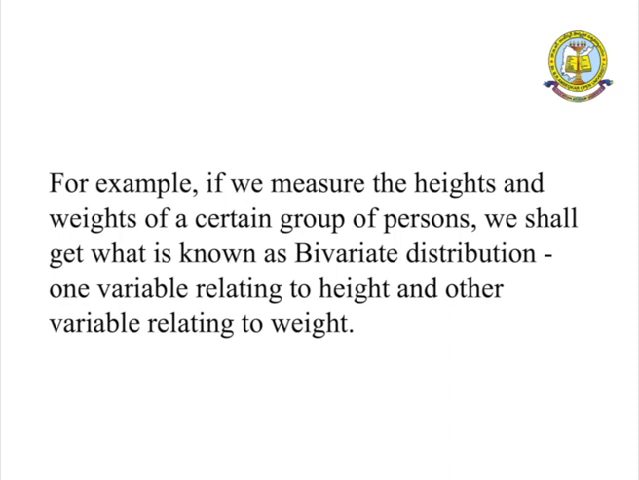Coming to our topic, for example, if you measure the heights and weights of a certain group of persons, we shall get what is known as a bivariate distribution. That means one variable relating to height and another variable relating to weight.